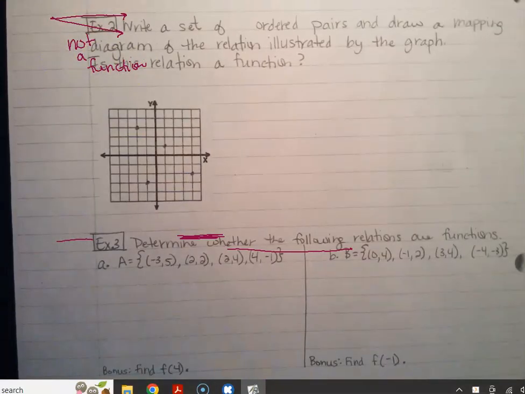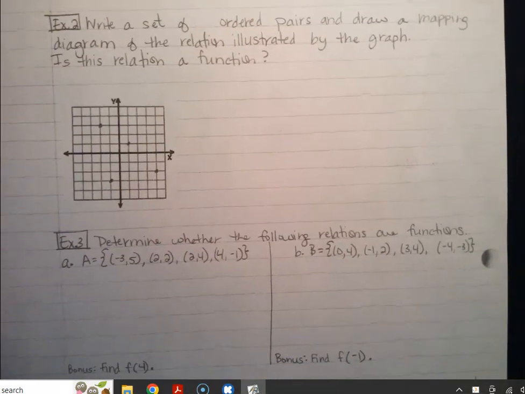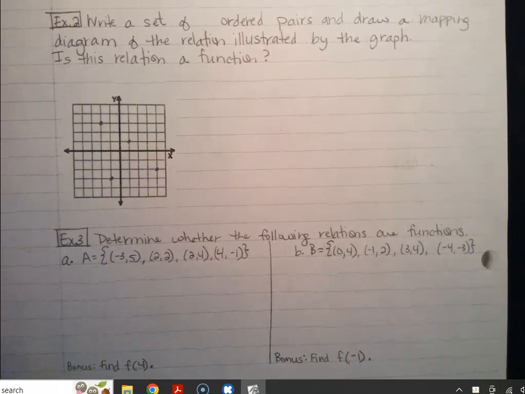So let's look at example 2. Okay, it says write a set of ordered pairs and draw a mapping diagram of the relation illustrated by the graph. And then is this relation a function? All right, so let's see, set of ordered pairs. So let's start there. Let's name this set B, because we already had an A. So we're going to say B equals, we're going to use our set notation, and we need to list our ordered pairs. So let's start here.